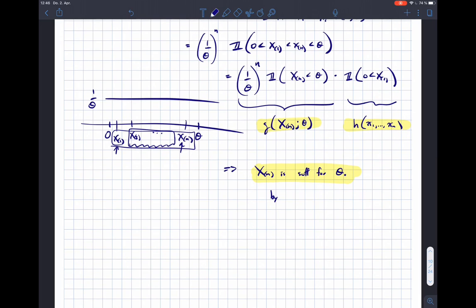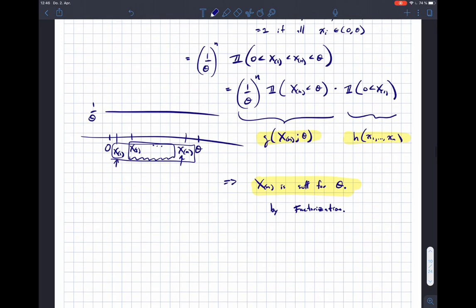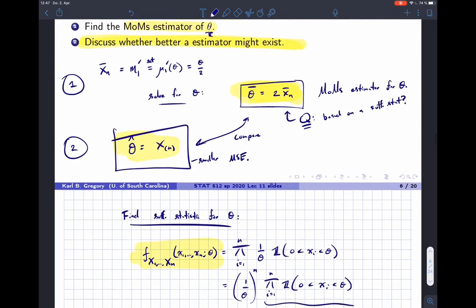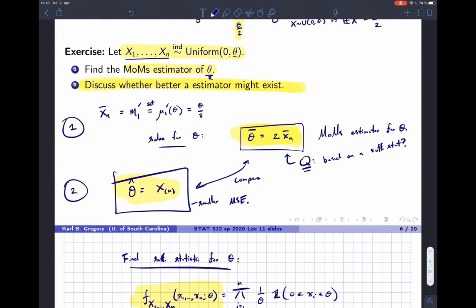Okay, so by factorization. This kind of makes some sense, I think, because if I know xn, knowing these other values does not give me any additional information about the parameter theta. So now we can go back and answer this question in a more informed way. Is 2 times x bar going to be a really great estimator of theta? Is it going to be the best?